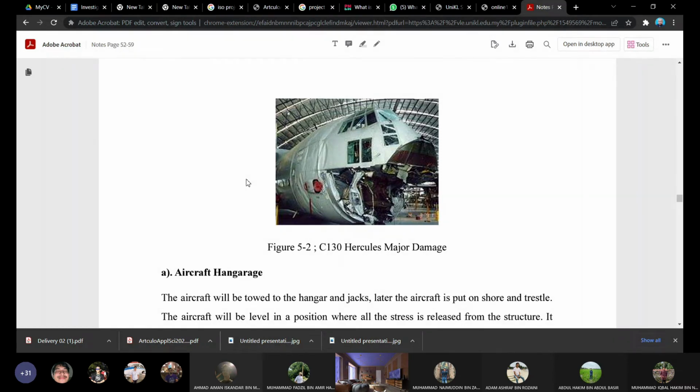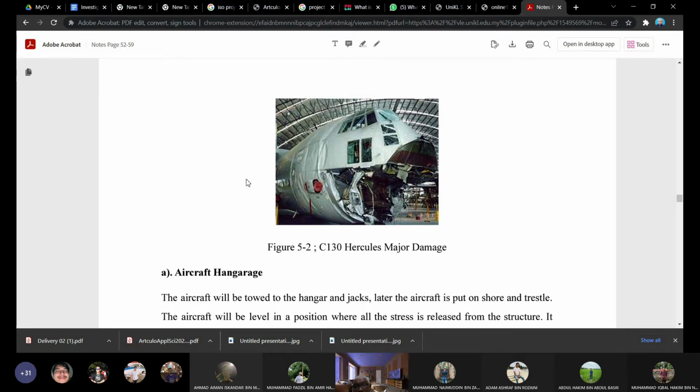I was working on this aircraft when I was with Aero. So what we need to do when we have damaged the aircraft, you have to bring the aircraft to the hangar. You have to jack up the aircraft to be level. You have to put them on the permanent trestle.